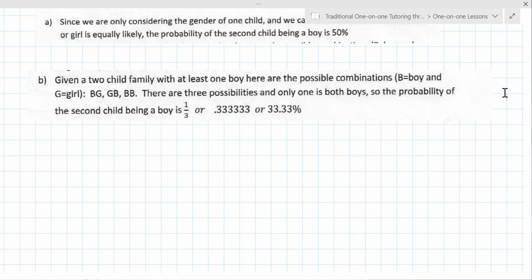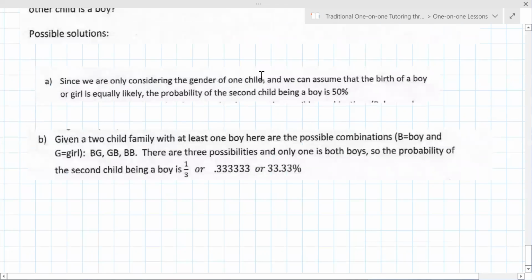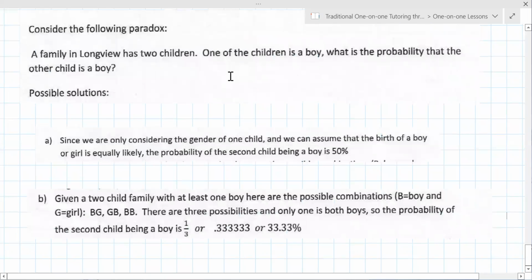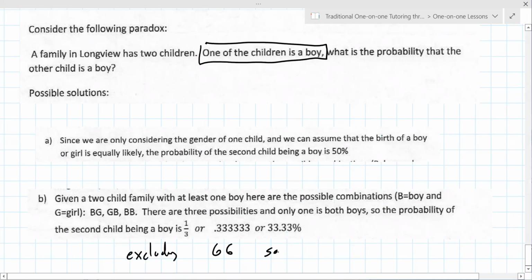So they're looking at this from the perspective that you know there isn't girl girl. They're looking at it from the perspective that you already know there's a boy. That's an inherent assumption of the problem: you have a boy already. Because this is true, we know there's not a girl girl, so we can exclude that from the sample space. You're excluding GG from the sample space.